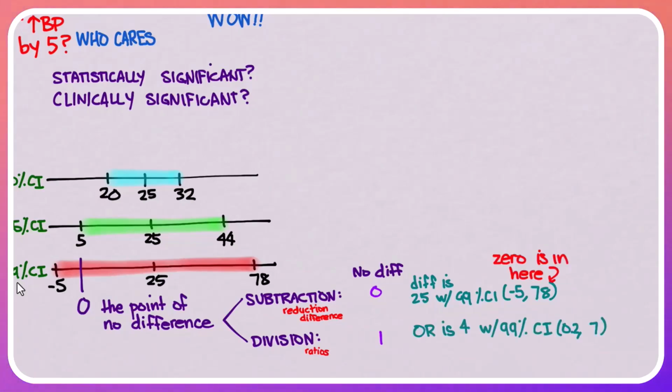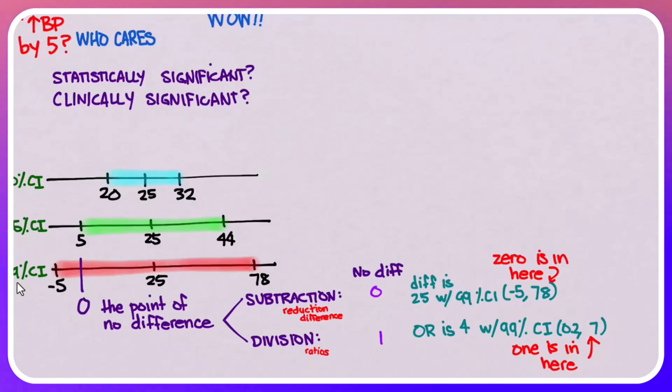Similarly, if you're looking at a ratio type comparison, and let's say they had an odds ratio of 4 with a 99% confidence interval of 0.2 to 7, you would say, hey, the point of no difference is in there. So this thing is not statistically significant.